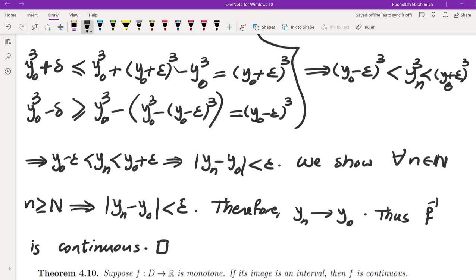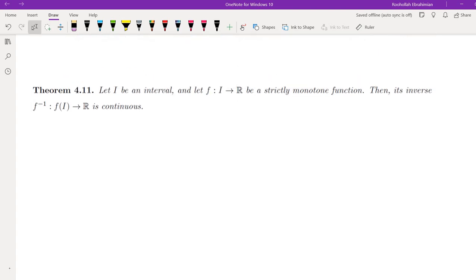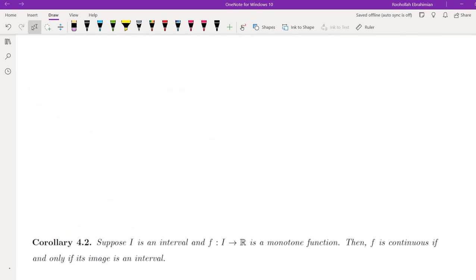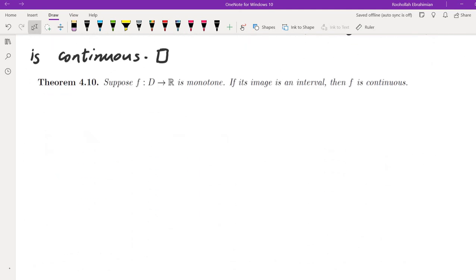Okay, so now in a similar fashion we can prove the objective. We can prove that if you take an interval and look at a strictly monotone function, whether it is strictly increasing or strictly decreasing, then its inverse is always continuous. In a similar fashion we can prove that. However, instead of doing that, we are going to prove something a bit stronger. We're going to prove a theorem that is stronger than this, and then we're going to actually obtain the main theorem 4.11 that we discussed at the beginning.